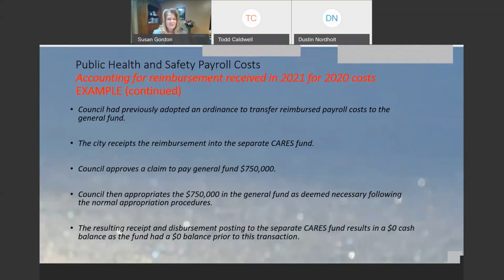So here's how that's going to play out then. Council had previously adopted that ordinance. The city receipts the reimbursement into the separate CARES fund. Council approves a claim to pay the general fund $750,000. Council then appropriates the $750,000 in the general fund when they deem that necessary, following the normal appropriation process. And then the CARES grant fund is going to have a zero balance.